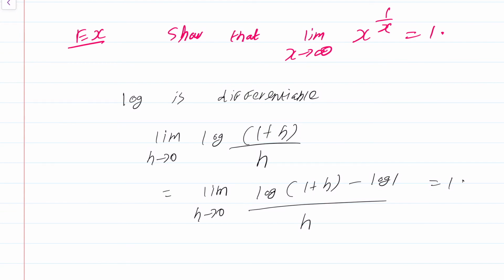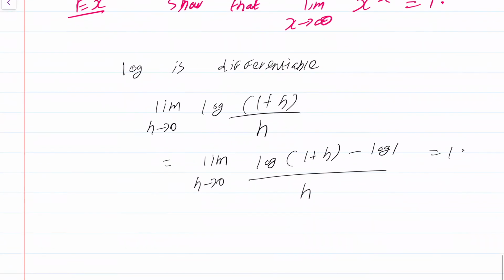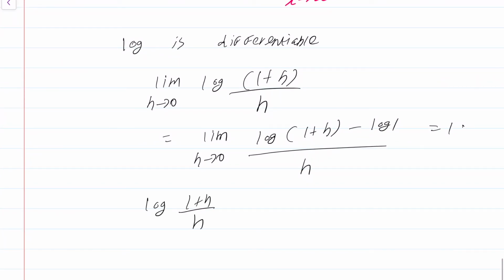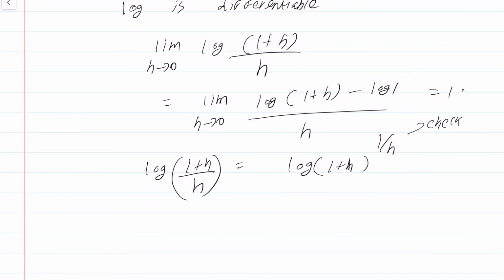We know this because the derivative of log is 1 by y, and y in this case is 1. Now log(1 plus h) by h is nothing but log of (1 plus h) power 1 by h. Check this. This essentially follows from the basic property of the logarithm and the way we have defined exponentiating with respect to a real number. Now taking exponentials on both sides immediately gives limit h going to 0 of (1 plus h) power 1 by h is just e.